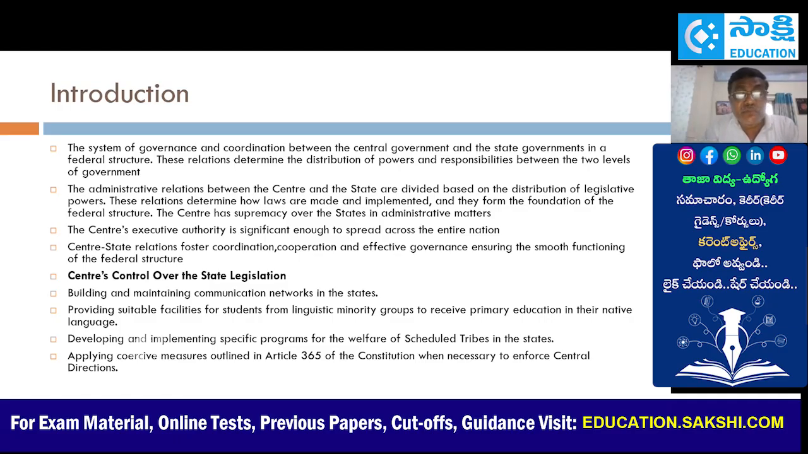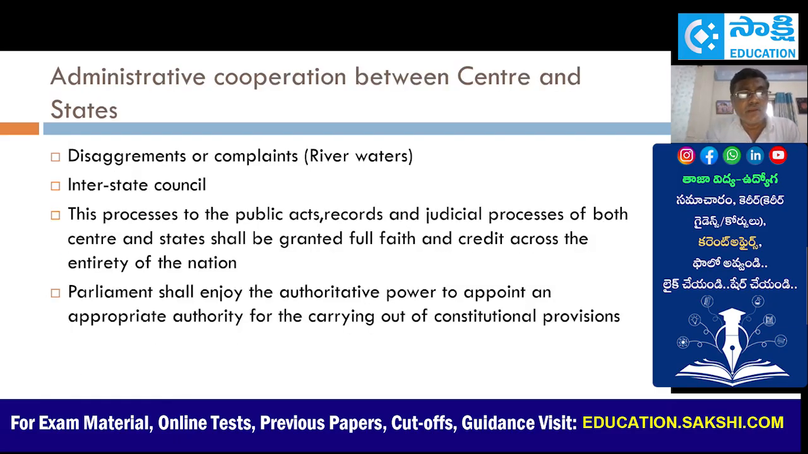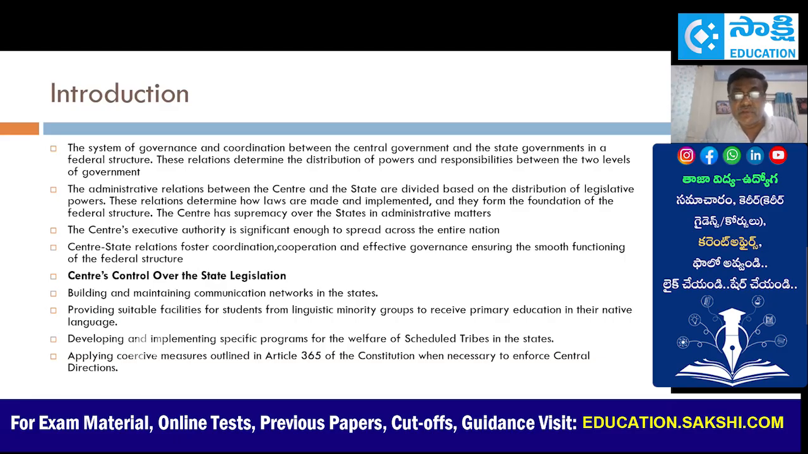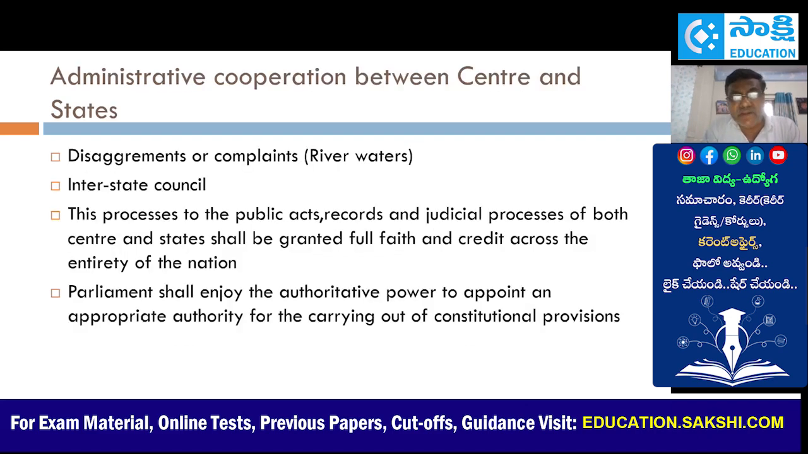As far as the distribution of executive powers is concerned, the executive powers of the Union, that is the central government, cover the entire country. The executive powers of the state government extend to matters within the state legislature's jurisdiction. Within that jurisdiction, the state government will enjoy some executive powers, but the central government's executive powers extend to the entire country. The center's executive power extends to matters listed in the Union List. You are aware of the Union List, State List, and Concurrent List.